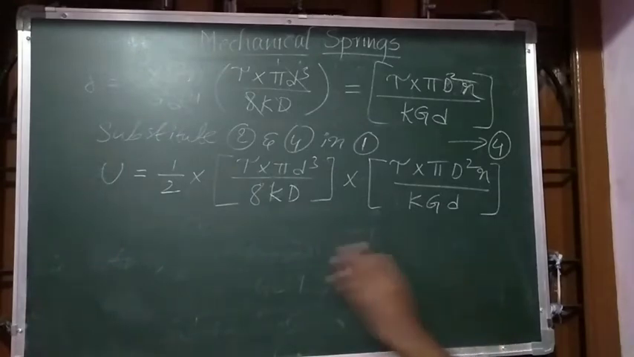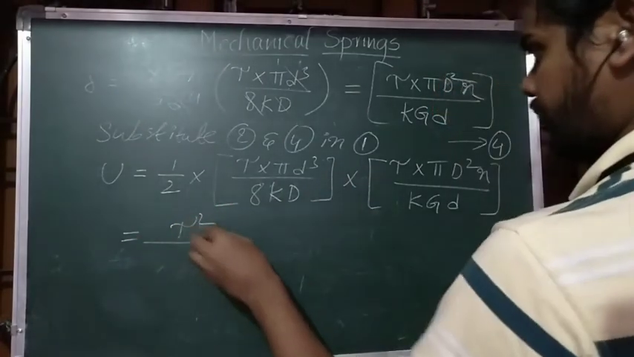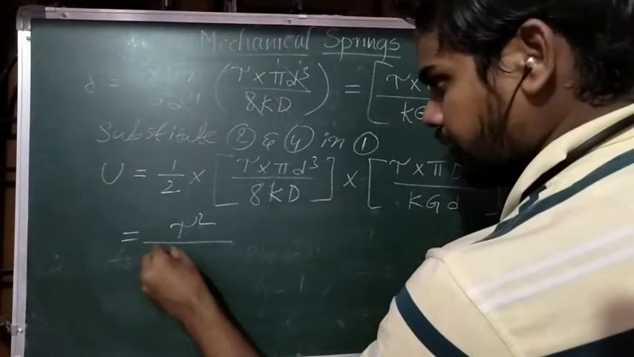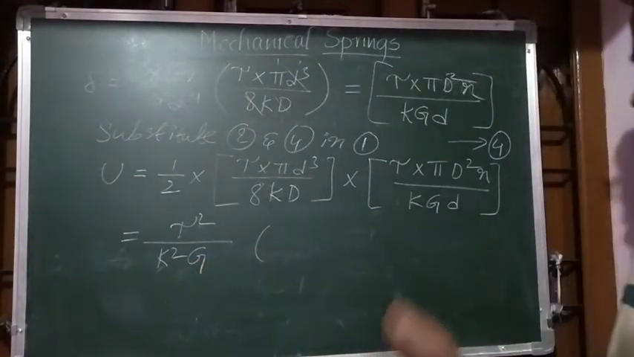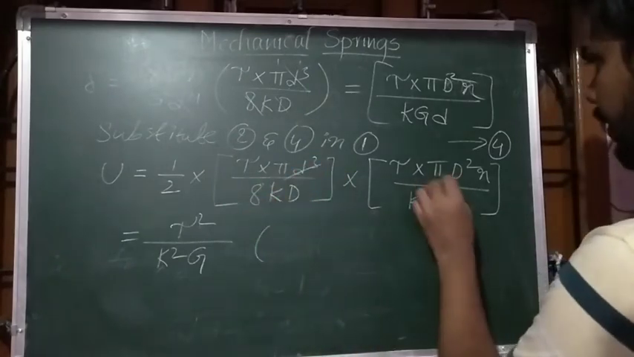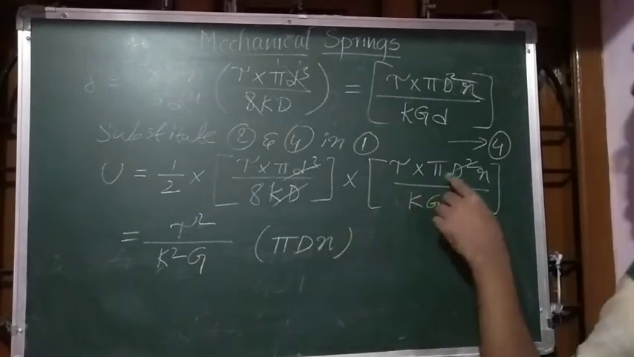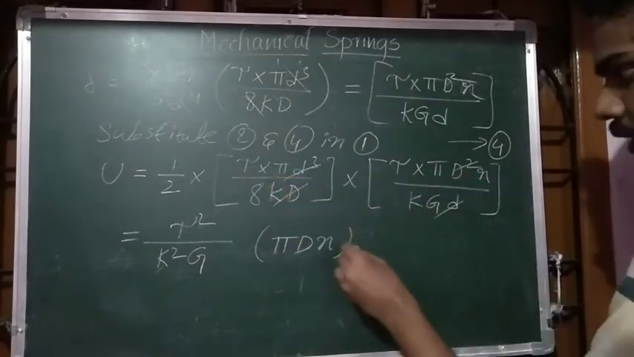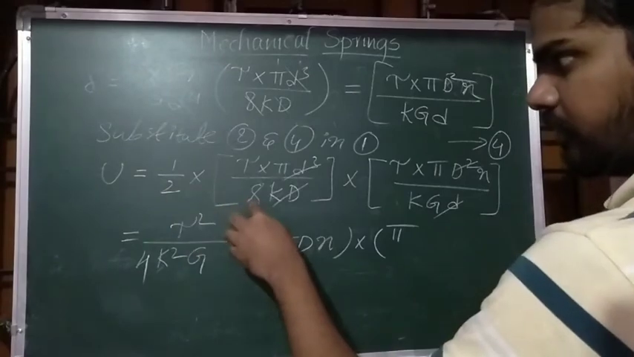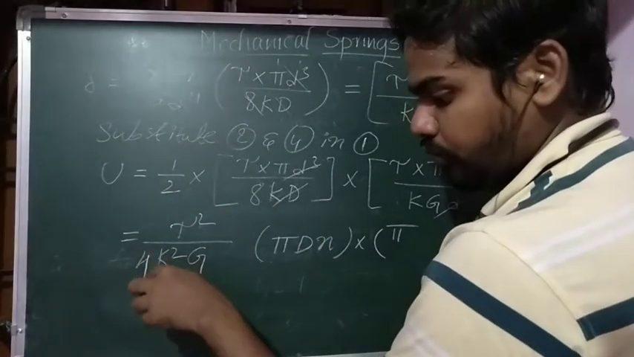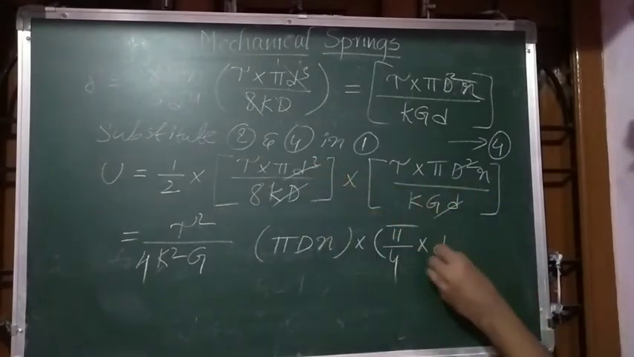Now just rearrange these terms. Tau into tau, tau square, divided by k into k, k square, and G. Here the D and D cancel, and one d remains, so pi d n, and into this pi d square. Numerically, 2 into 8 is 16, and 4 into 4 is 16, so we get 16 in the denominator.